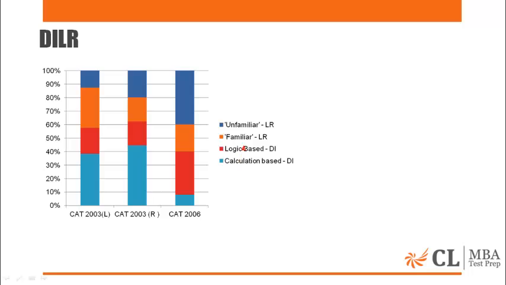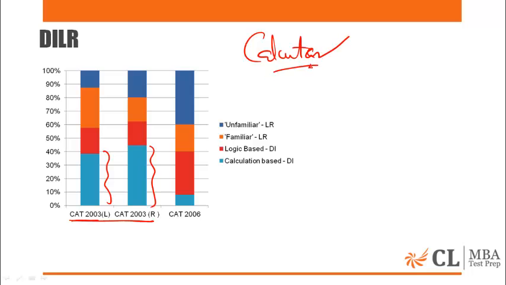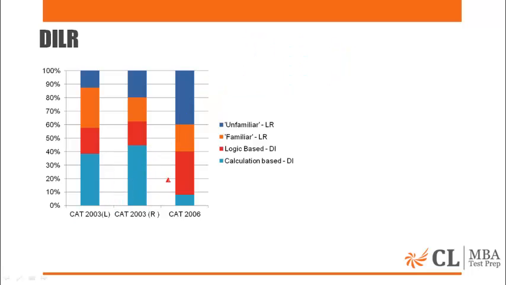But if you look at the previous CAT 2003 papers, there were a significant number of calculation based questions. Now that you are given a calculator, it doesn't make sense to ask calculation based questions and give a calculator. This will reduce. I think what you will see is something very, very similar to CAT 2006 in this year's CAT. So that's a take.